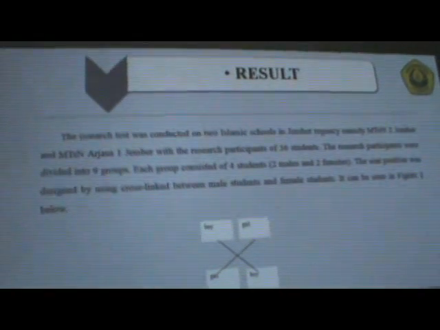In this research, the research test was conducted in two Islamic schools in Jember Regency, MTs Negeri 2 Jember and MTs Negeri 1 Jember, with a research participant group of just 36 students. The research participants were divided into 9 groups. Each group consists of 4 students, 2 males and 2 females. The seat composition was designed using a cross-link: boy, link boy, and girl, cross girl. This is in one group.